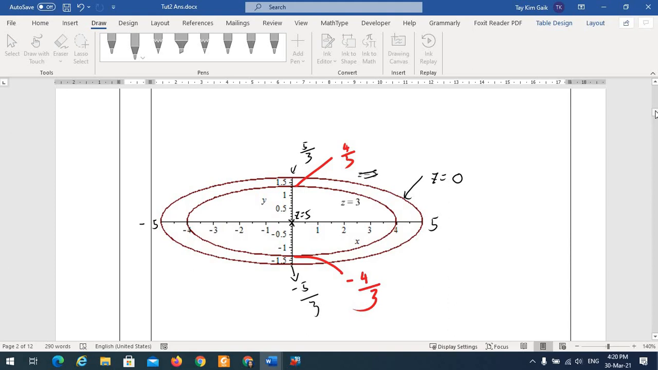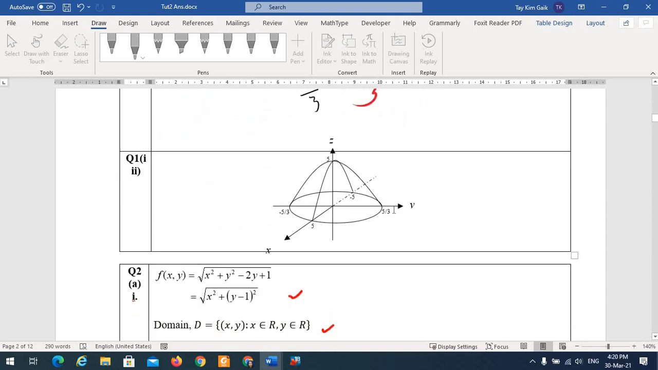A smaller ellipse is at the position z equal to 3. The bigger scale ellipse is at position z equal to 0. And then you raise up the level curve according to their height. At z equal to 5, x is 0 and y is 0, so it's 1 point, the maximum point. At z equal to 3, you have a smaller ellipse. z equal to 0 is the maximum ellipse. That's what you get here.